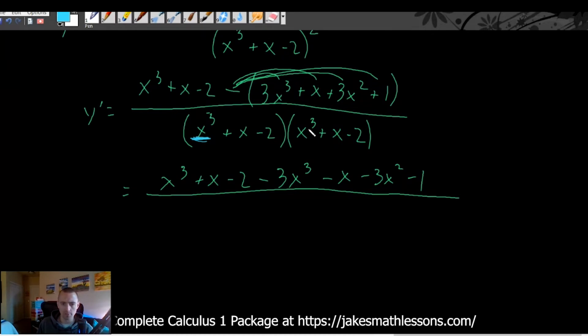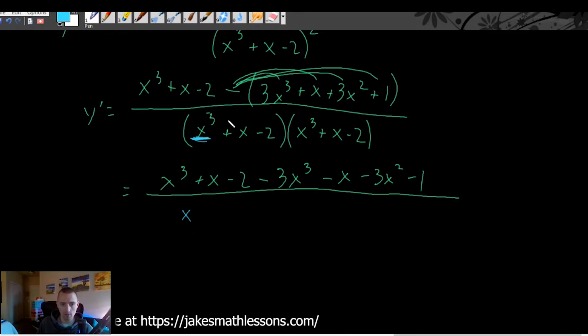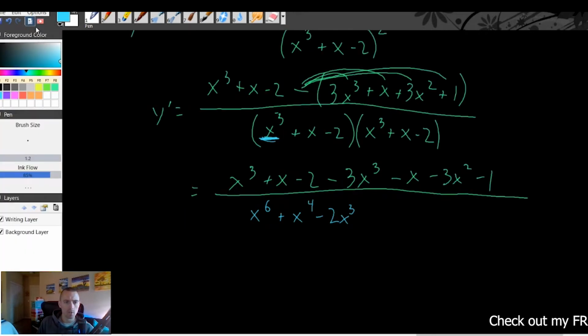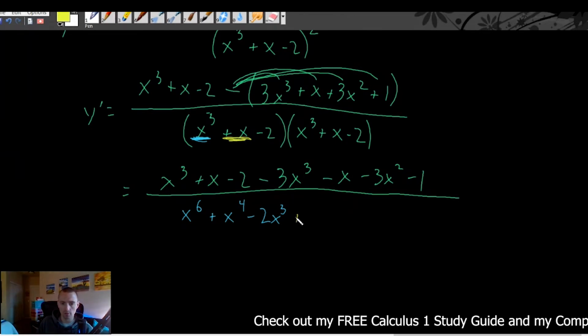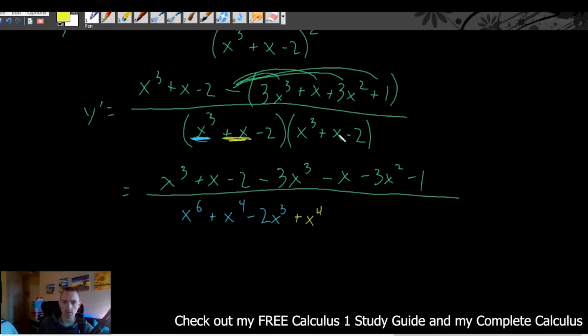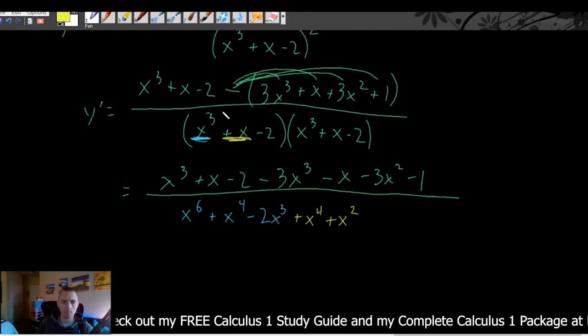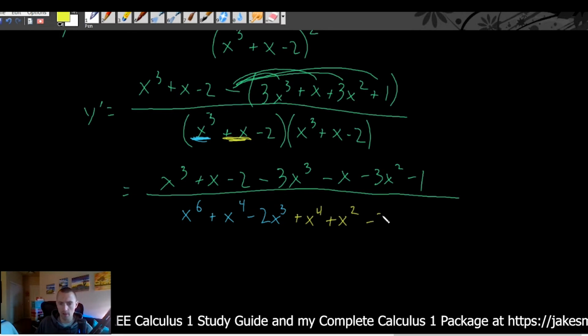So x cubed times x cubed gives us, when you multiply 2 things with the same base, you add the powers. So that gives us x to the 6th. x cubed times x gives us plus x to the 4th. And then x cubed times negative 2 gives us minus 2x cubed. Then we're going to do this second term, plus x, times each of these 3. So x times x cubed gives us plus x to the 4th. x times x is plus x squared. x times negative 2 is minus 2x.